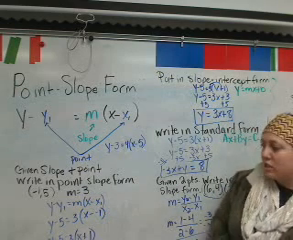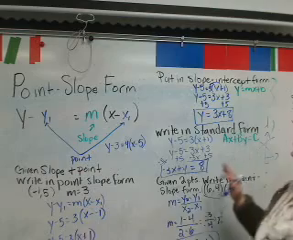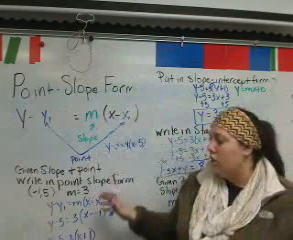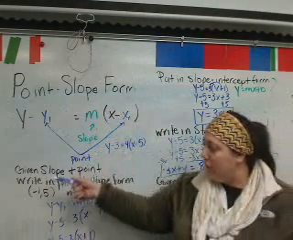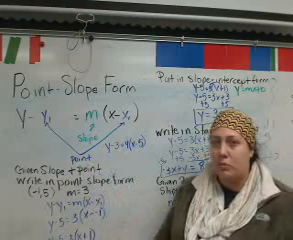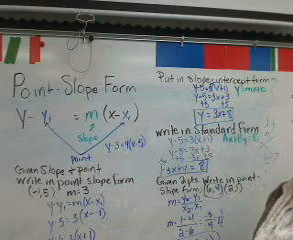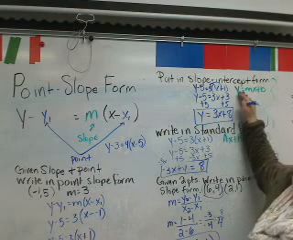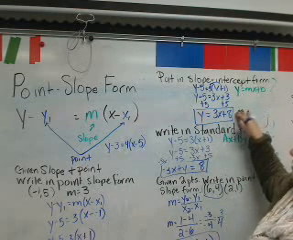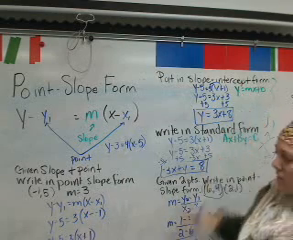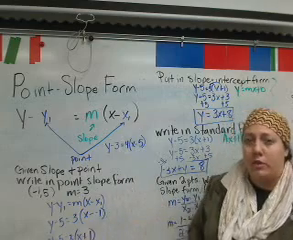All right, that is point-slope form. Overall, this is our equation. You're going to be either given a slope and a point and asked to put it in point-slope form, given two points and asked to put it in point-slope form, or take point-slope form and change it into slope-intercept or standard form. And then you also can easily graph out of point-slope form.